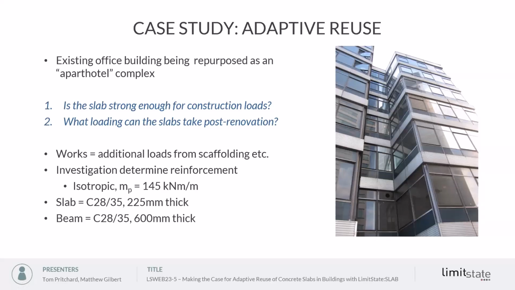And you can see here that the original plans either weren't available or didn't have the required information on them. So an SI was undertaken, which determined the properties of the slab. So we see it's isotropic with an MP value of 145 kilonewton meters per meter. And there are actually two parts to the slab that was being investigated. There was the slab itself, which was 225 millimeters thick, and there was the beam, which is a bit thicker at 600 millimeters, both of them made from C28/35 concrete. And on the right-hand side here is just an image of the outside of the building before these works were undertaken.